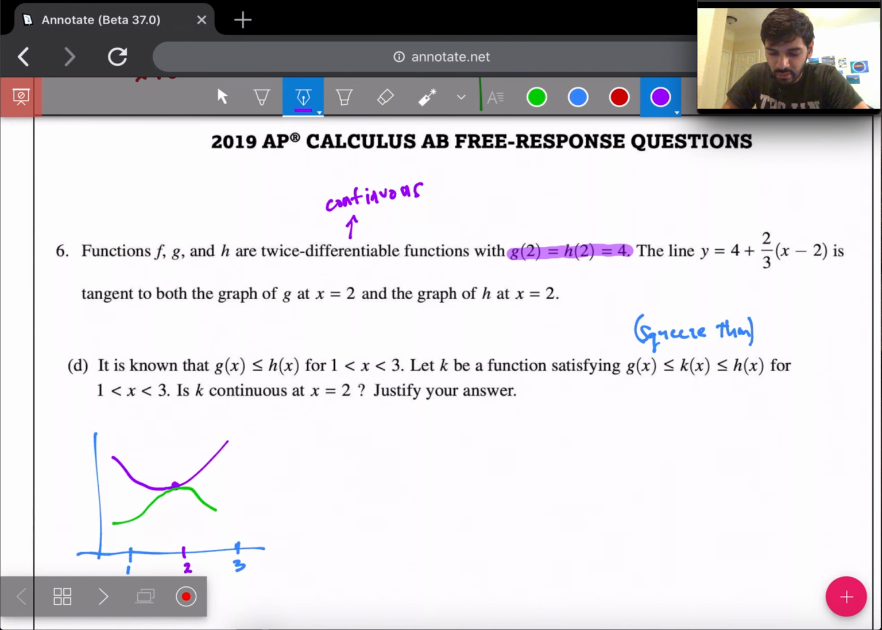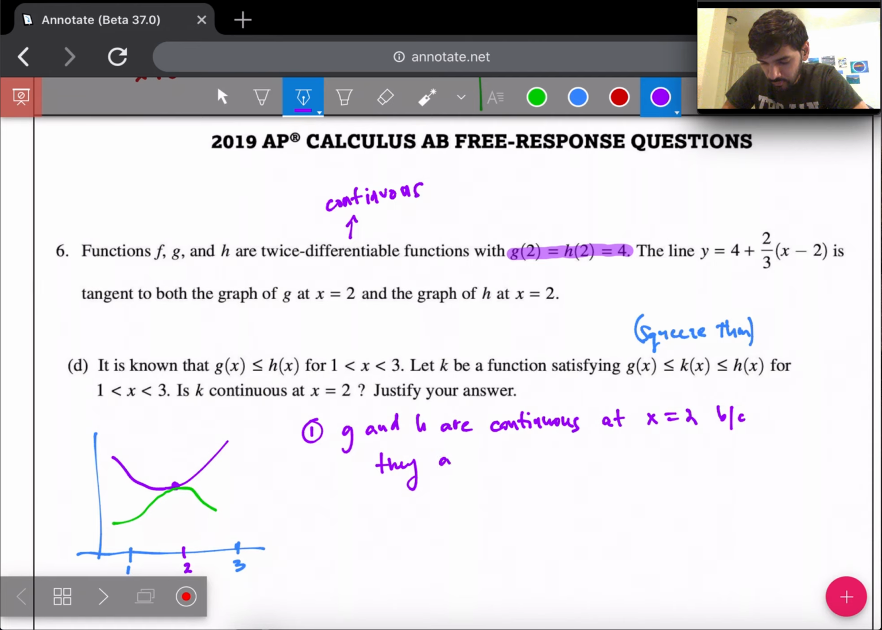So the first thing I need to show here is that g and h are continuous at x equals 2 because they are differentiable.